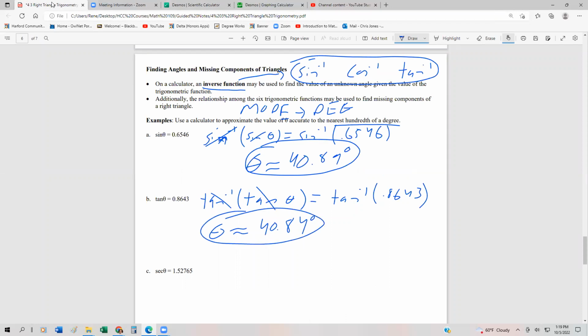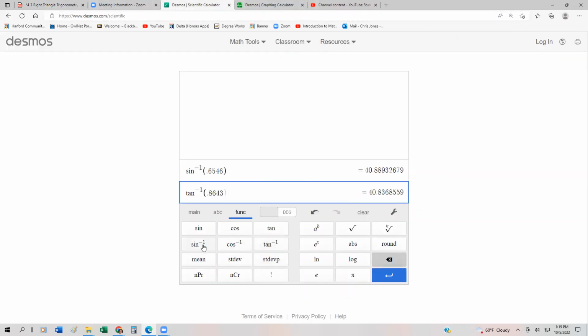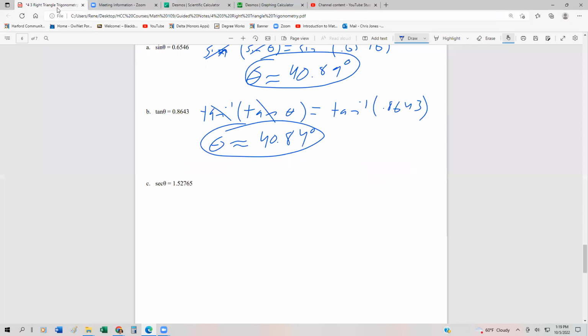Now, the last one's a little bit tougher because we don't have an inverse secant on our calculator. We have sine, cosine, and tangent. So what we can do is take the reciprocal of both sides to start. We would say 1 over secant of theta is going to be equal to 1 over 1.52765. Remember, the reciprocal of secant is the cosine. And then in our calculator, we could just take the reciprocal of this.